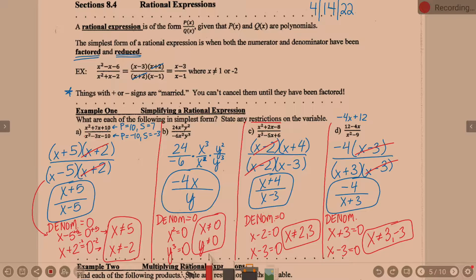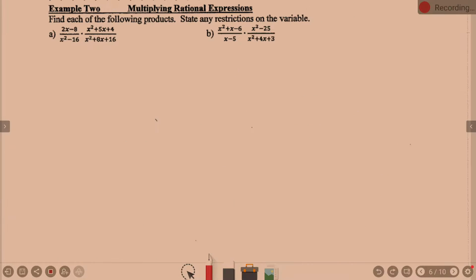Are you getting the feeling for this? Because to be honest, we're getting ready to move to the bottom. Example 2 is multiplying rational expressions. And you know what? We're doing the exact same stuff. It says find each of the following products, state any restrictions on the variables. How do we multiply fractions? Straight across, right? Top times top equals top. Bottom times bottom equals bottom.